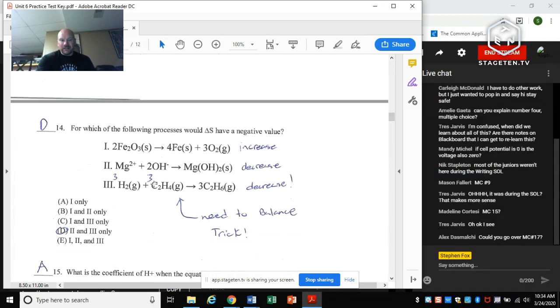You had to check yourself there. I feel that's kind of dirty because they put that 3 there. Anytime you see a coefficient other than 1, you say, well, they balanced it for me. Well, not in this case. They were kind of mean about it. So anyway, it wasn't balanced. But once you balance that reaction, you'll see that there's a decrease in entropy. So it was these two that decreased in entropy. So it was 2 and 3.